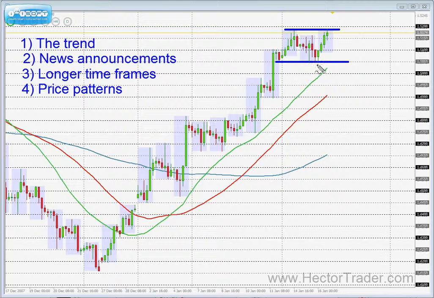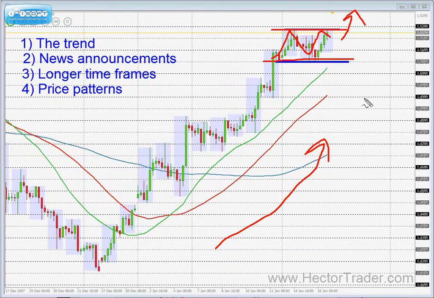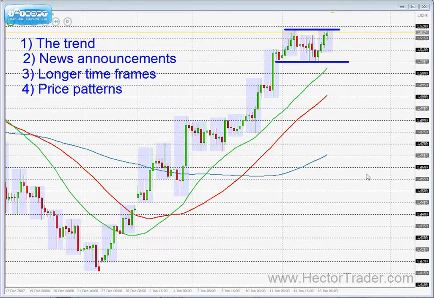What I will say, nonetheless, is that when I see a congestion area, sideways, horizontal price action, in an uptrend, the way I personally trade it is only if the breakout takes place to the upside. If the congestion area breaks out against the trend, I will not consider trading that breakout. But like I say, I don't want to get too much into that. I will let you dig as deep as you want into price patterns in chapter number 2.